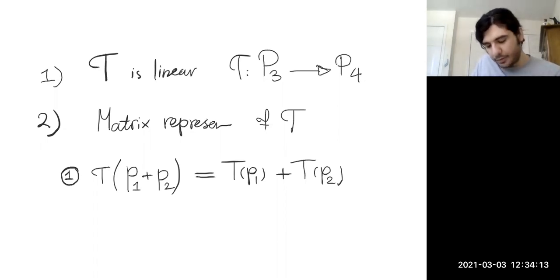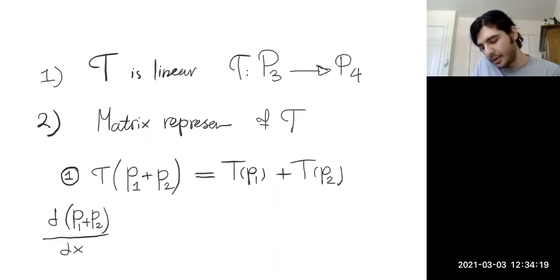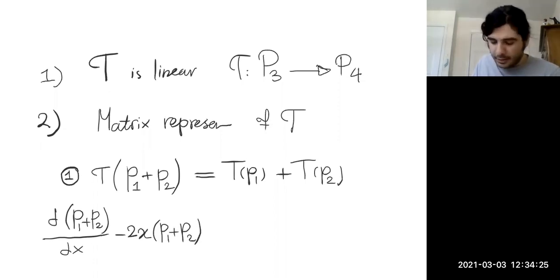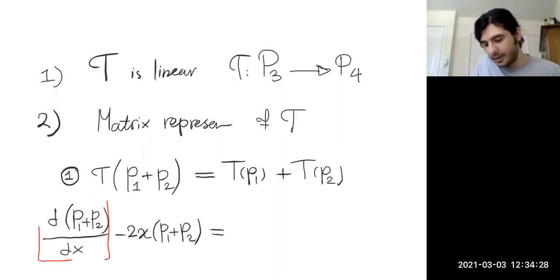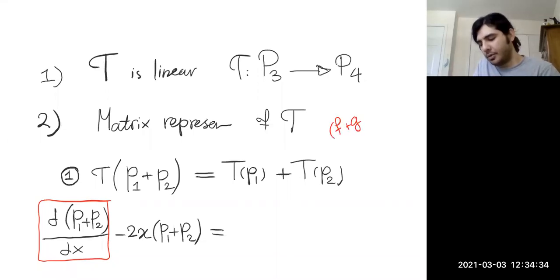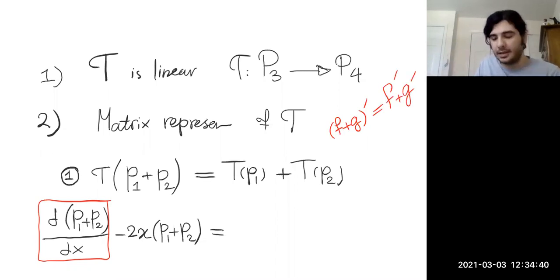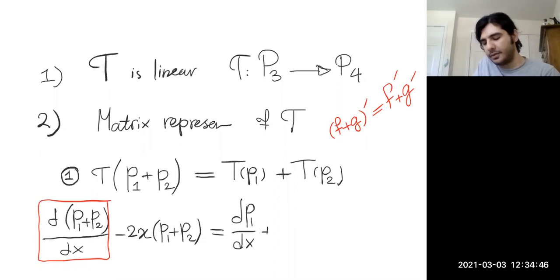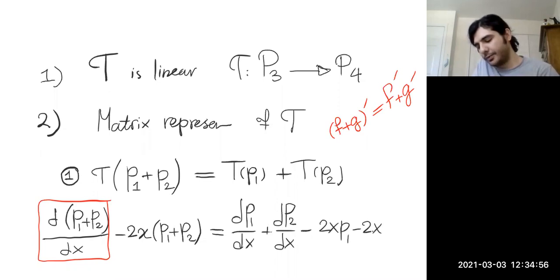So what is T of P1 plus P2? It's the derivative of P1 plus P2 with respect to x minus 2x times P1 plus P2. Well, that's good because we know taking a derivative is linear, right? In general, for example, f plus g prime is equal to f prime plus g prime. That's correct for derivatives always. It's a linear operator. So it's equal to the derivative of P1 with respect to x plus the derivative of P2 with respect to x. On the other hand, 2x times P1 plus P2 is equal to 2x P1 plus 2x P2.